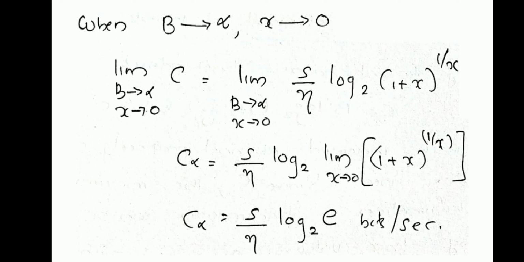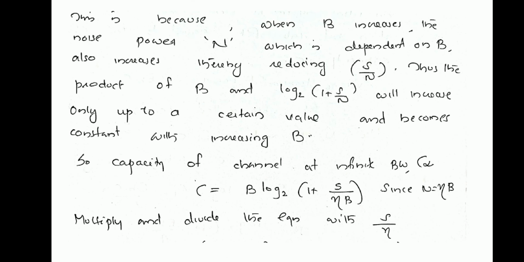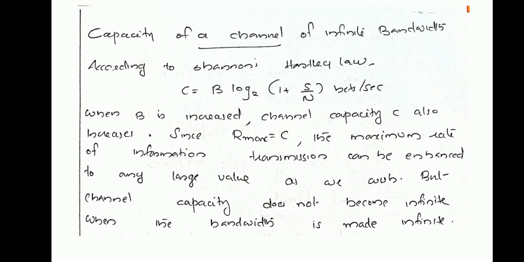The power spectral density eta we can also write as eta is equal to k into T equivalent. So this is the maximum capacity possible for a system of given power but no bandwidth limitation. This is the channel capacity of infinite bandwidth.